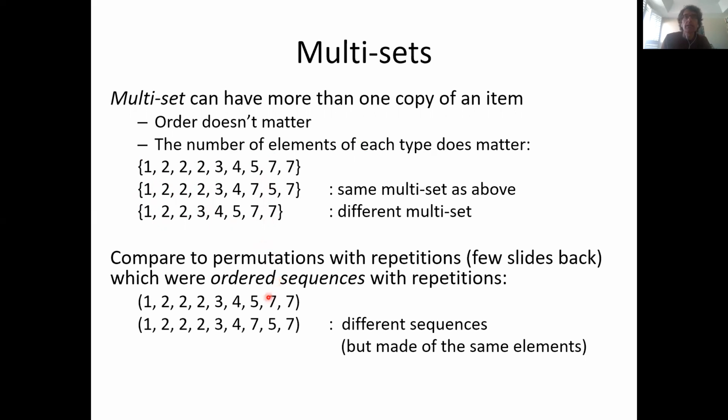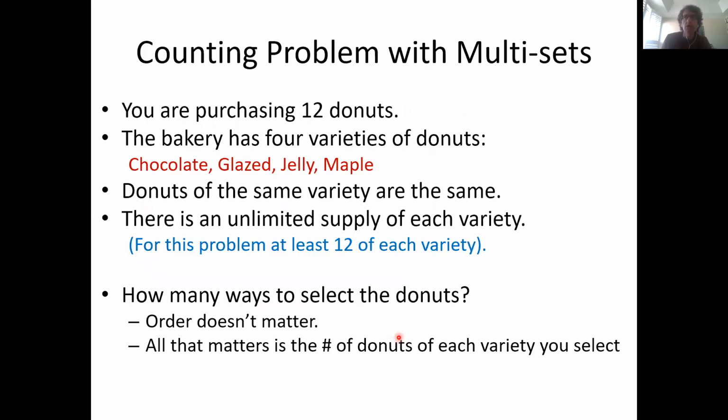Okay, and it's not the same as a sequence, where no, these are the same as multisets because they have the same elements with the same multiplicities, but they're different as sequences. So what kind of problems come up where counting multisets is a natural representation?